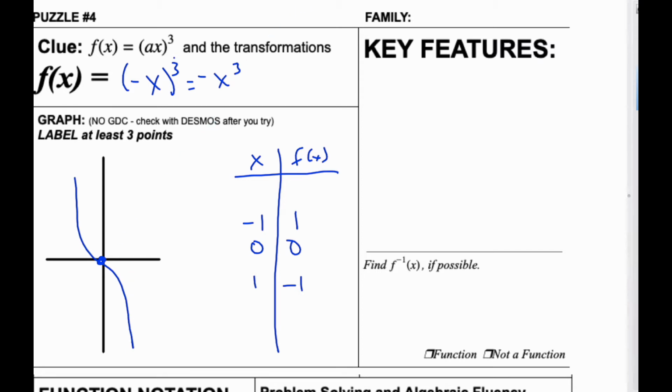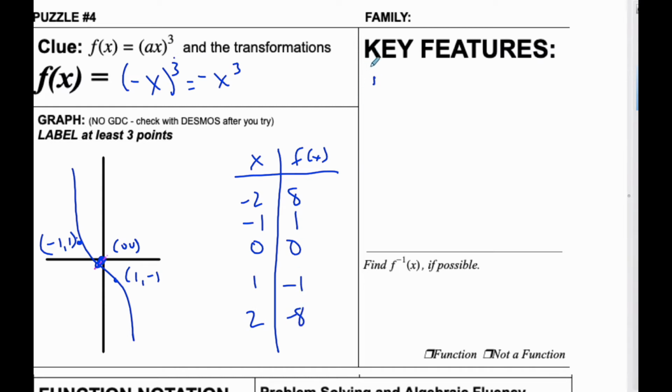The other thing I could have considered is if I would have thought about this graph here is just plain x cubed. And so I know it's been reflected over the y-axis, so therefore this value reflects, and so on. And so there is my graph as such. It says label 3 points. So (0, 0), (1, negative 1), and (negative 1, 1). I do know if I would do negative 2, that will give me a positive 8, and a positive 2 will give me a negative 8.